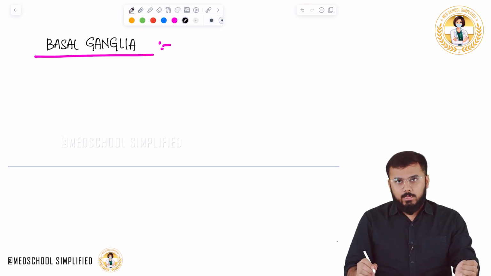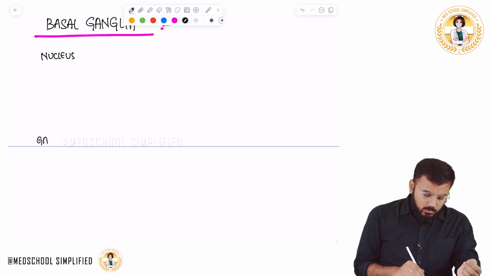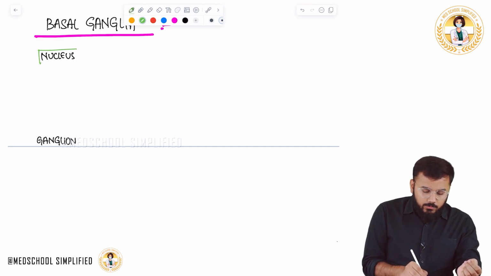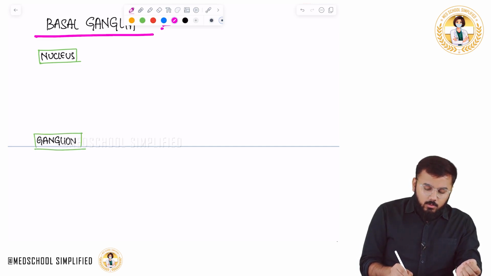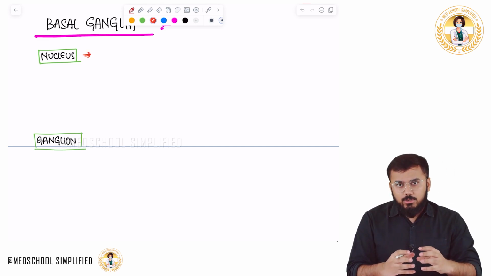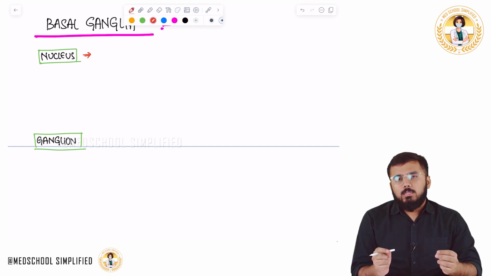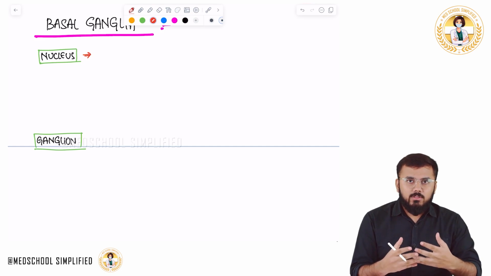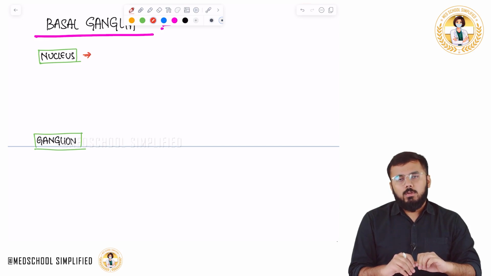Now, coming to this basal ganglia, two important things we have to discuss. First of all, we will discuss what is called a nucleus, and second, what is called a ganglion. Now, what is a nucleus, guys? A nucleus is nothing but a collection of neurons. Or you can also say a nucleus is masses of gray matter which are located within the white matter of the central nervous system. So that is what is called your nucleus.